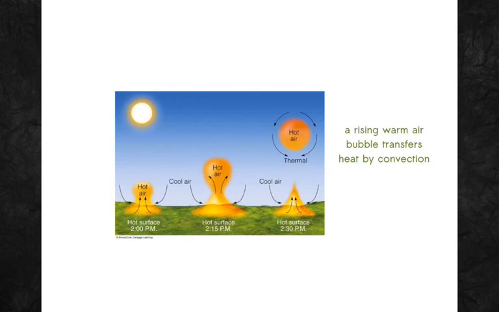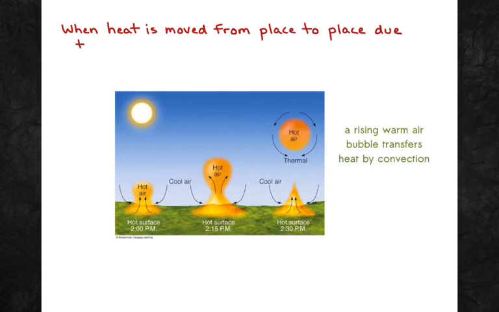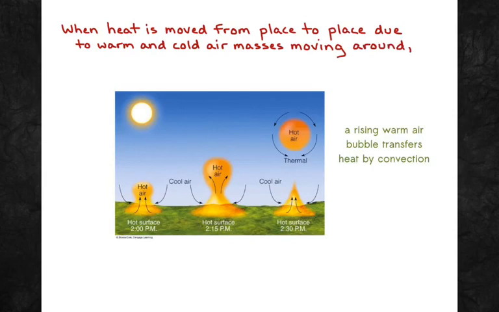So this process also, of course, has a name. When heat is moved around from place to place due to warm and cold air masses moving around, so if you're transferring heat from place to place just by moving around the warm and cold air masses, this is called convection. Convection is taking a warm air mass and moving it somewhere else and thereby transferring thermal energy.